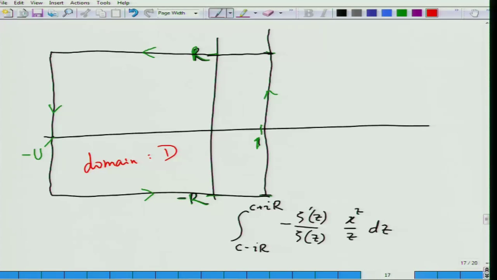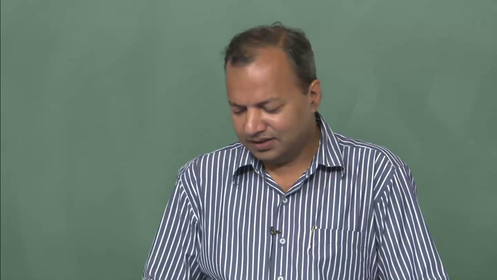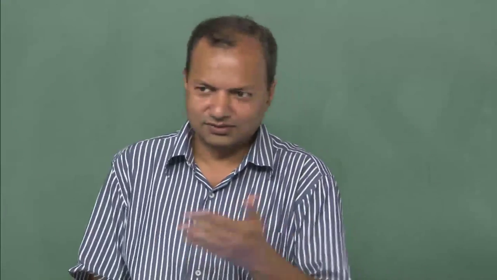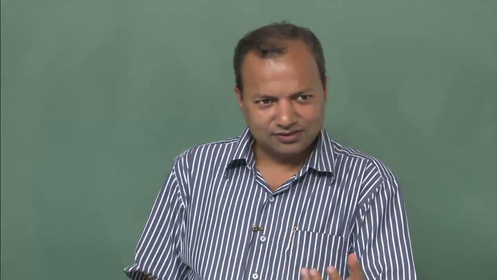But as I said, we immediately run into a problem. What is the problem? Look at the integrand. What is the integrand? Zeta prime over zeta, x to the z by z. Is the integrand defined on the domain? You want the integrand to be analytic on the domain, otherwise nothing works, right? That is an essential requirement. Now, forget being analytic, is it defined on the domain? It becomes undefined on the negative real axis.